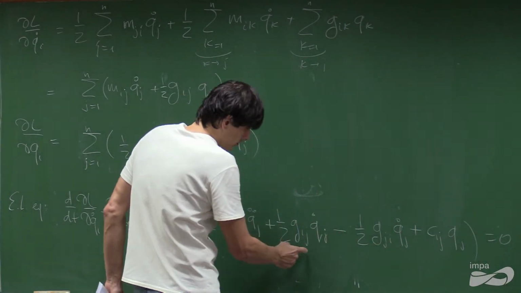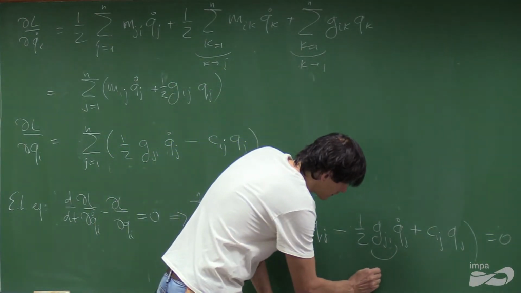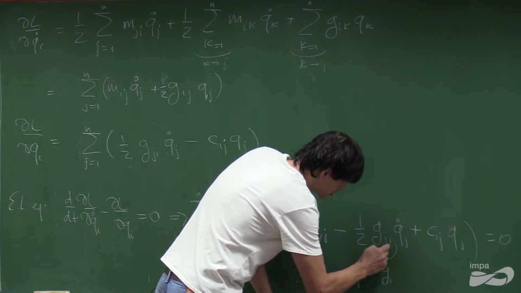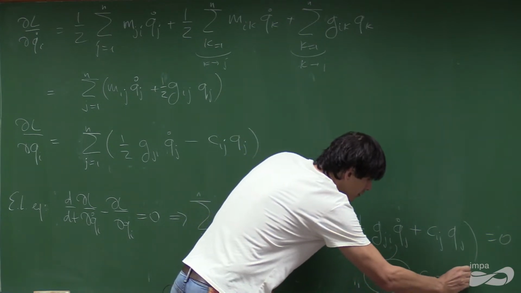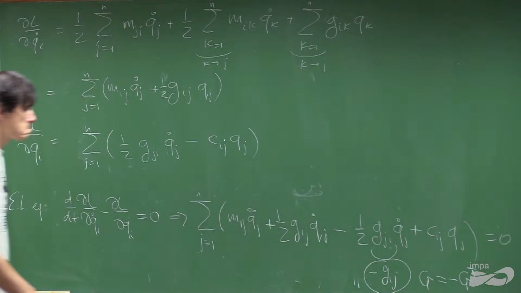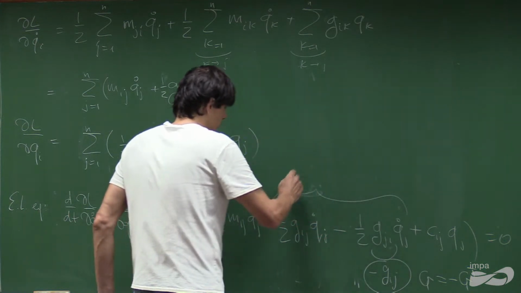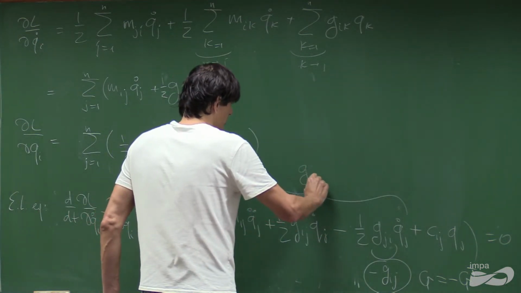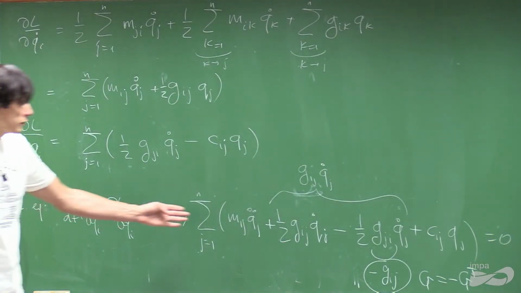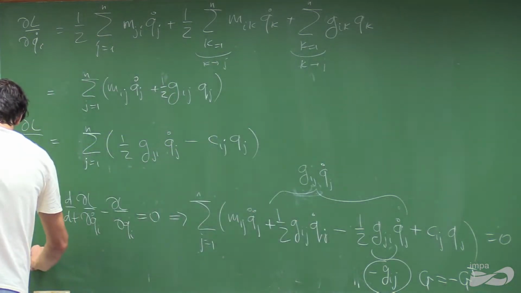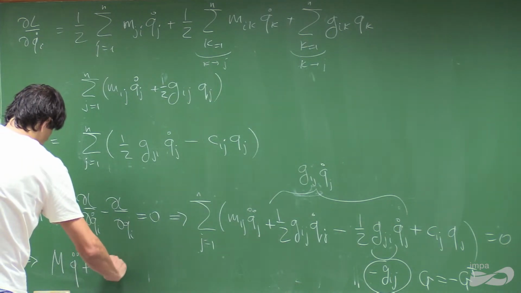But now remember that G is an antisymmetric matrix, so g_ij is minus g_ji, this is the condition. So at the end, this term is just 1/2 cancelled. This term is just g_ij q_j dot. And what is written here is exactly, in a matrix, in a vectorial form, exactly what we need.